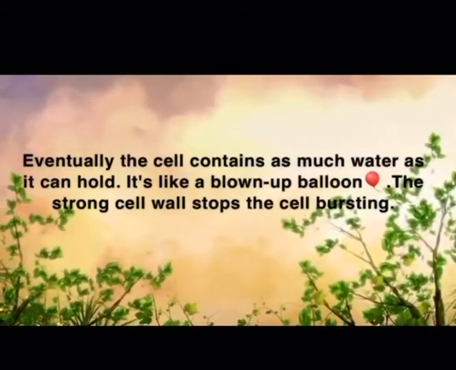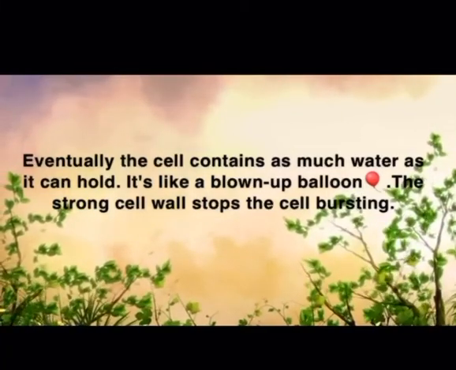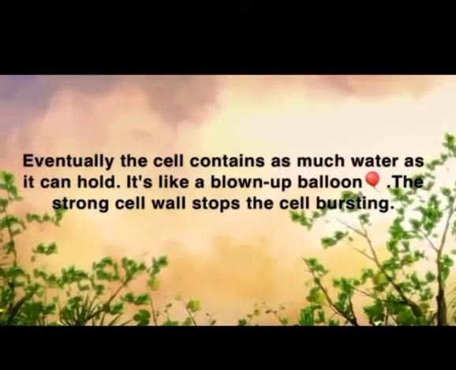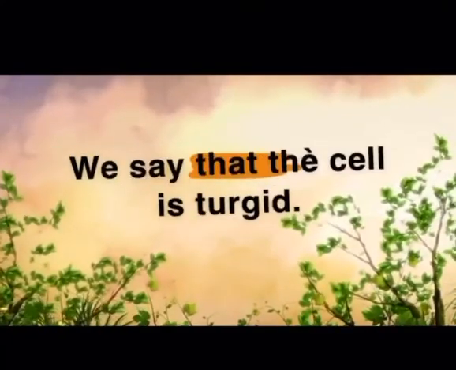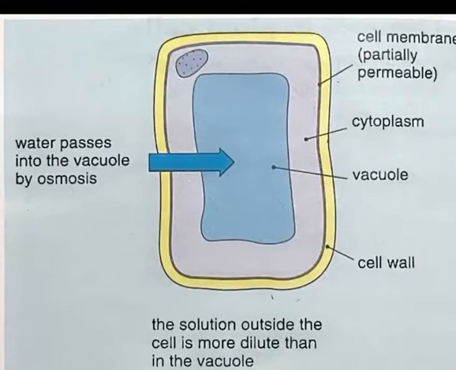It's like a blown up balloon. The strong cell wall stops the cell bursting. We say that the cell is turgid. See the picture and hope well.